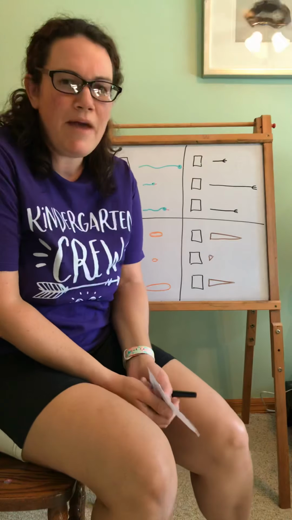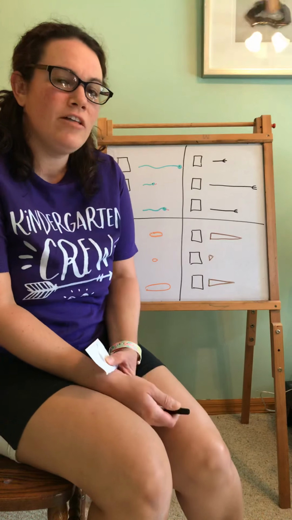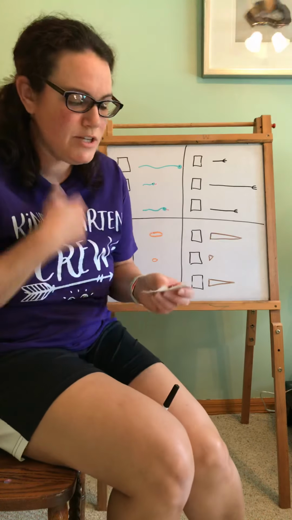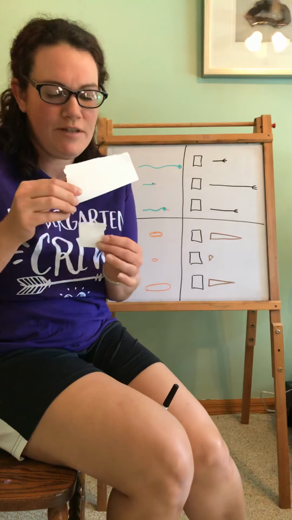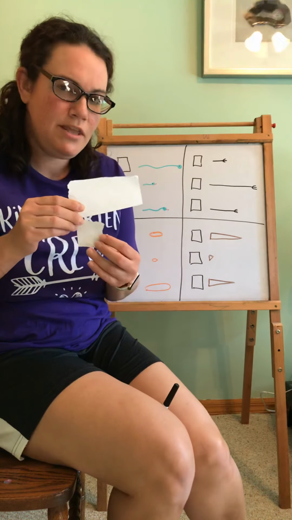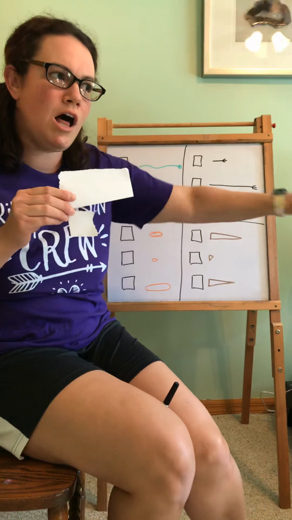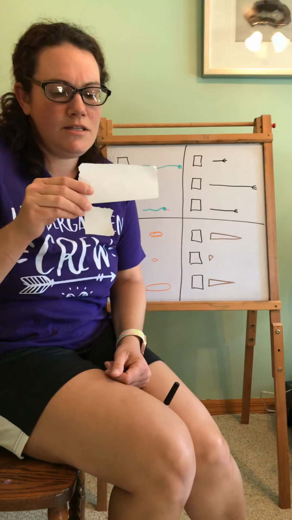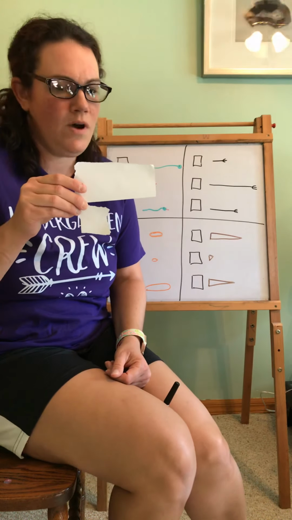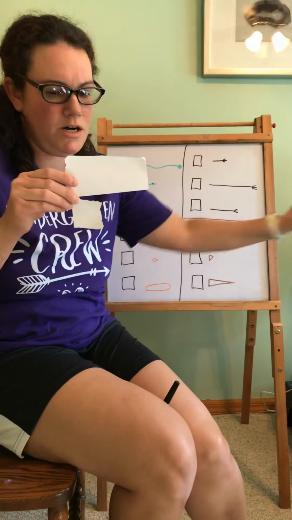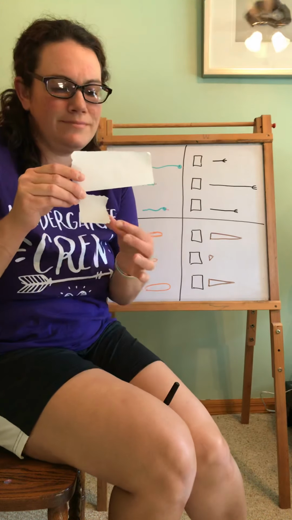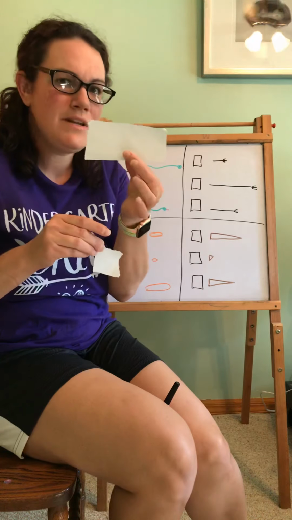We're going to look at comparing whether something is longer or shorter. So just a quick review, look at these two sheets of paper. I want you to think about which one is longer. Is the top one or the bottom one longer? It's the top one. This one is longer.